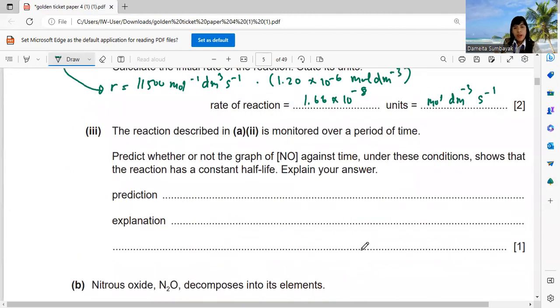The reaction described in a(ii) is monitored over a period of time. Predict whether or not the graph of NO against time under this condition shows that the reaction has a constant half-life. Explain your answer. Prediction: it will not be constant, because the overall reaction is second order.